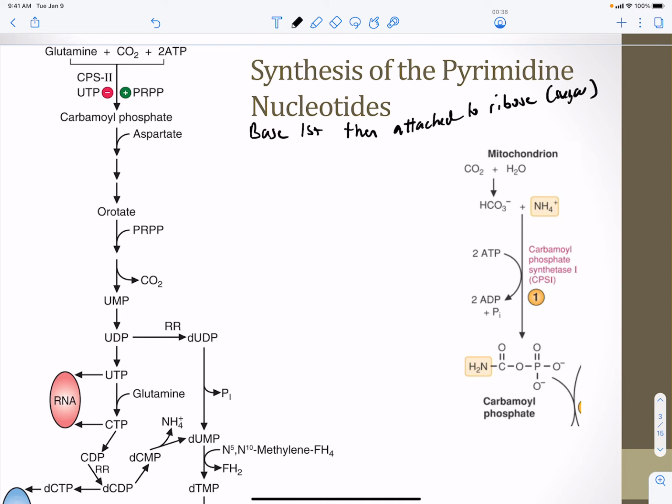Now, your initial reaction is going to be analogous to the urea cycle, except it uses glutamine rather than ammonia. And also, it's going to occur in the cytosol. So remember, in the urea cycle, we had CPS1. Well, now we have CPS2, carbamoyl phosphate synthetase 2. And this is in the cytosol, not in the mitochondria.